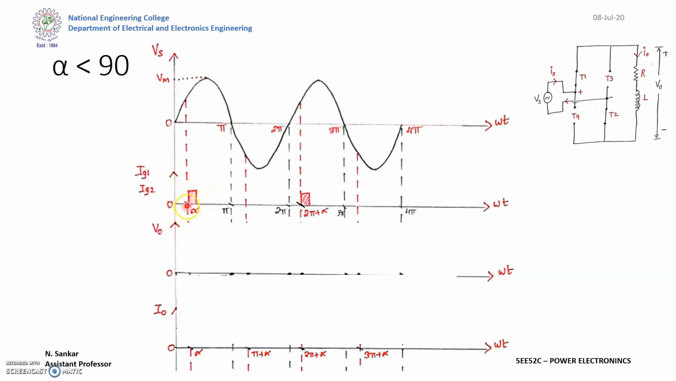So before applying any pulse to any thyristor, let us assume whether it is T1, T2 or T3, T4, there will be 0 voltage across the output because there is no conduction at all. So here it will be 0 and the load current also will be 0. Whenever you apply a firing pulse at alpha, your thyristor will start conducting like this.